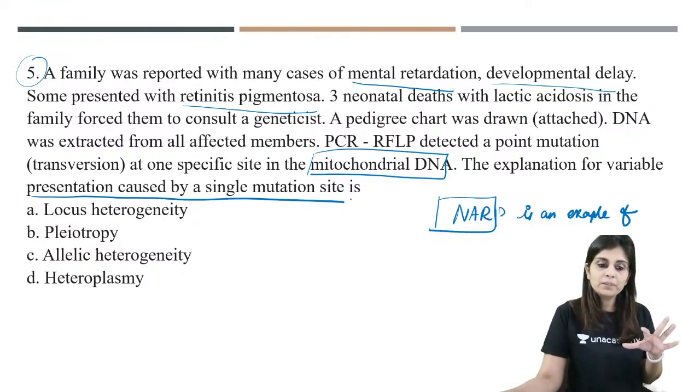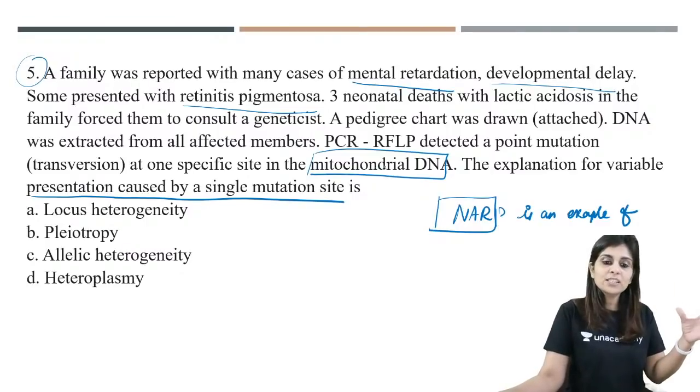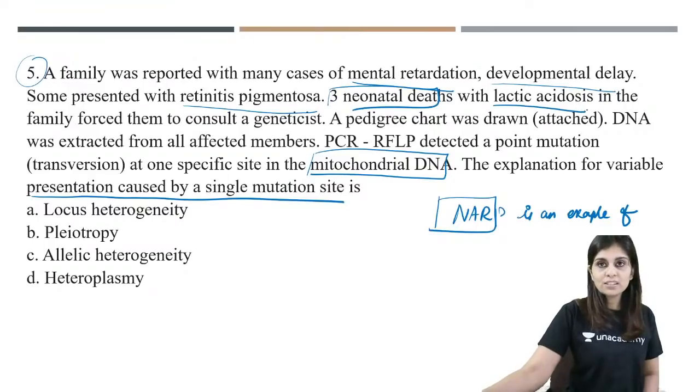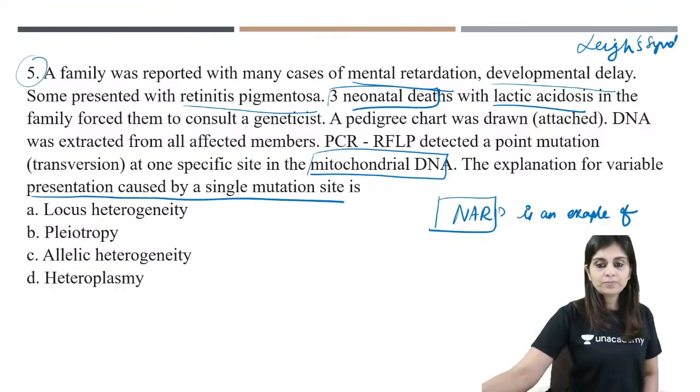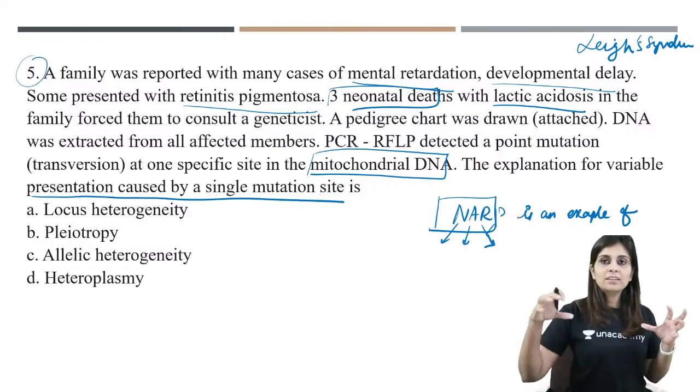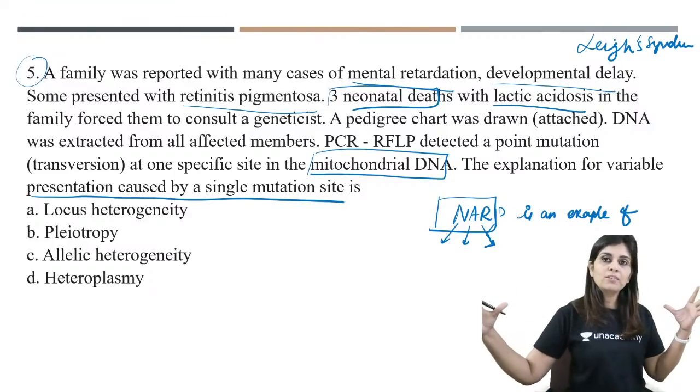In all these family members, there is one common mutation in mitochondrial DNA, but the presentation is variable, starting from somebody with just mild mental retardation, mild neuropathy, mild developmental delay, retinitis pigmentosa, or somebody who has died. 3 neonatal deaths with lactic acidosis, which is Leigh syndrome. Yeah, this is Leigh syndrome on one hand and NARP on the other hand. What does NARP stand for? Neuropathy, ataxia, retinitis pigmentosa.